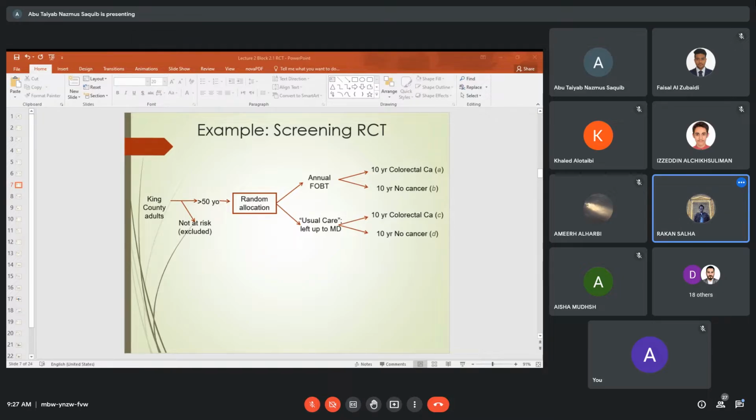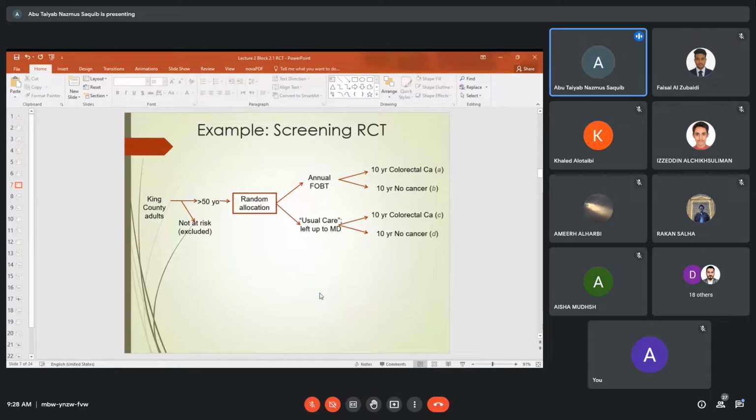Yes. That's what you would think. But in reality, you will find that the colorectal cancer rate is higher in the annual FOBT group. It's the paradox, and I will explain why this is the paradox. You will see a higher rate of colorectal cancer in the screening group. The reason is a simple thing in life. The more you look, the more you will find.